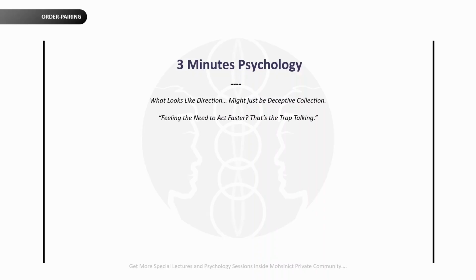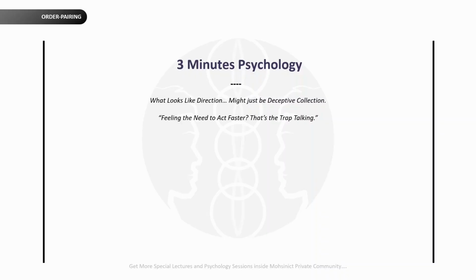Feeling the need to act faster, that's the trap talking. That's the urgency reflex. This setup exposes the core emotion that wipes out most traders, which is urgency. I need to do it right now. I need to execute. I need it right now. That is the urgency that most of the gamblers have. We are not gamblers. We are institutional traders. We think before executing. That is what makes us different from them.